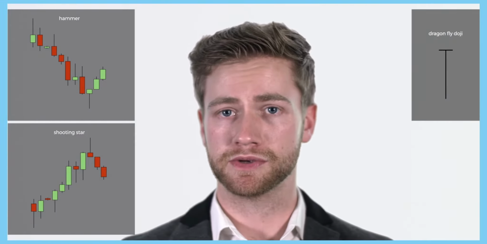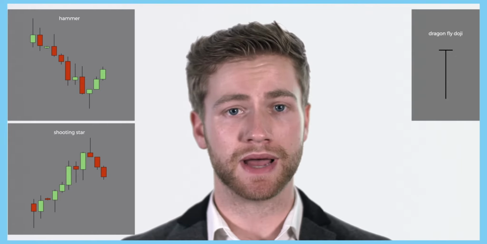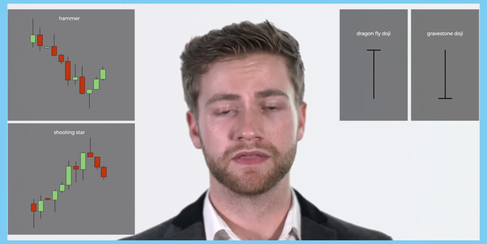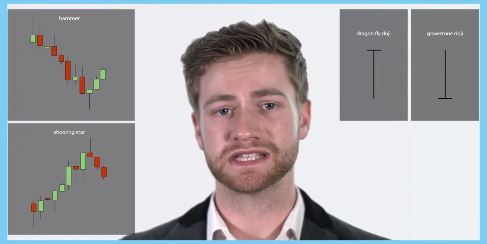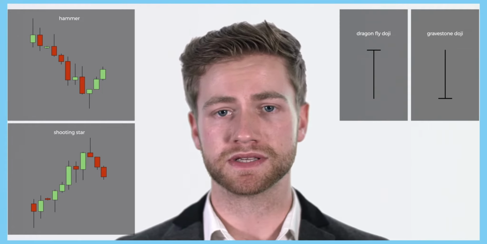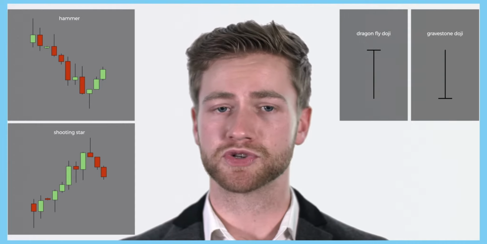A dragonfly doji has a long lower wick, the same open and closing price, and little or no upper wick. This pattern is similar to a hammer. The inverse is true with gravestone dojis. They have long upper wicks and very small or no lower wick. They also open and close at the same price. These patterns are similar to shooting star formations when seen in an uptrend.